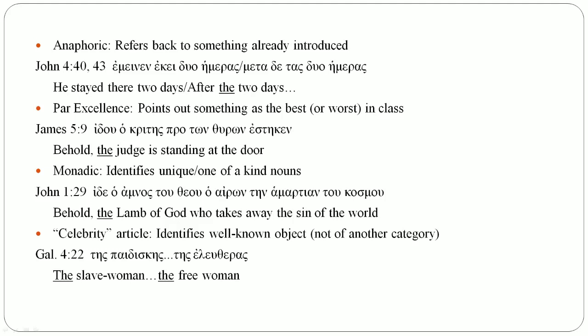The last use here is called the celebrity article. The celebrity article identifies an object that's going to be well known, but is not of any one of these other categories. Okay, it's not par excellence, it's not monadic, it's not anaphoric. But it is still something that's important. I guess one way of thinking about it is, if it's none of these other ones, you can maybe consider this the celebrity article.